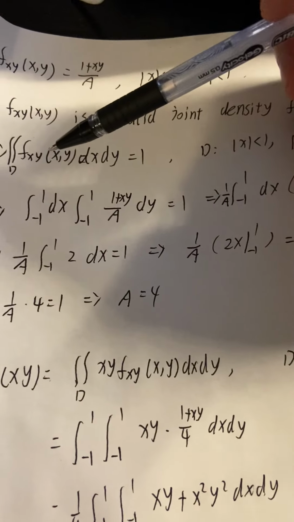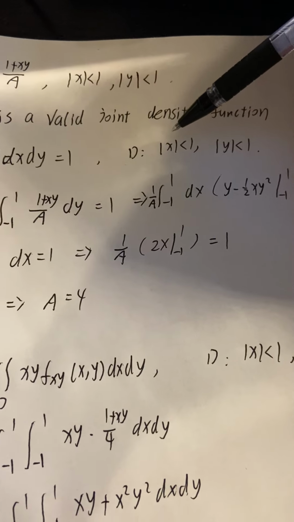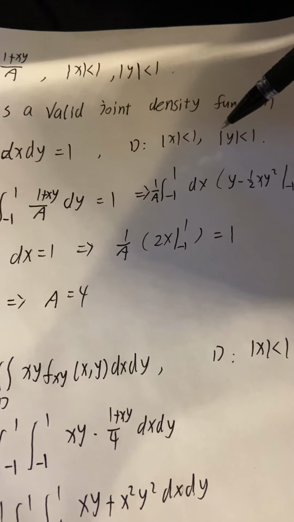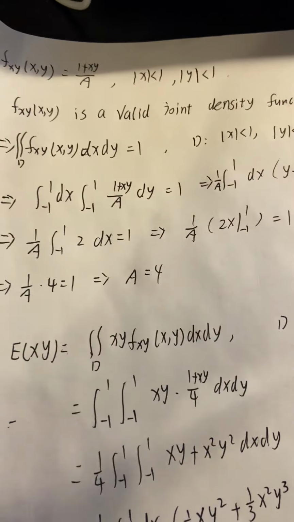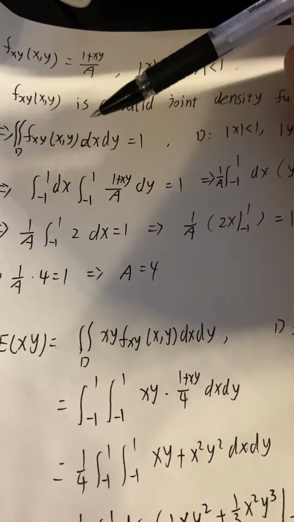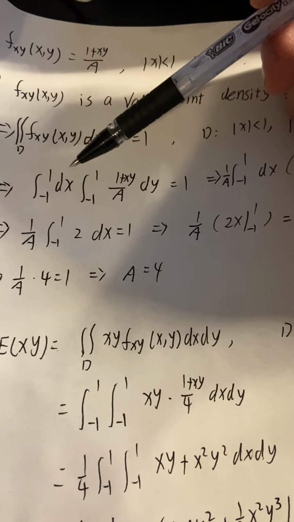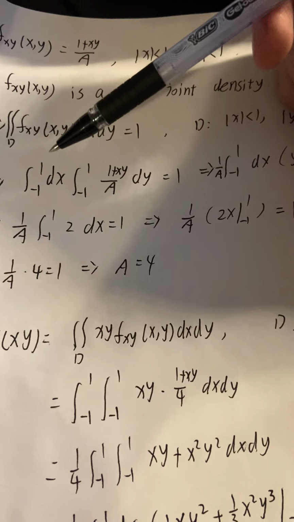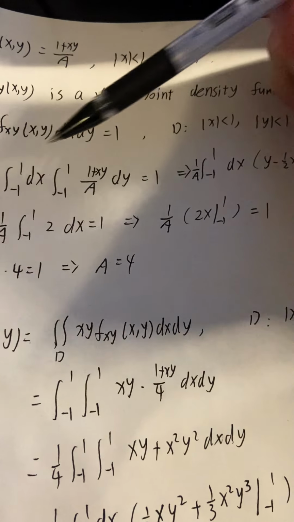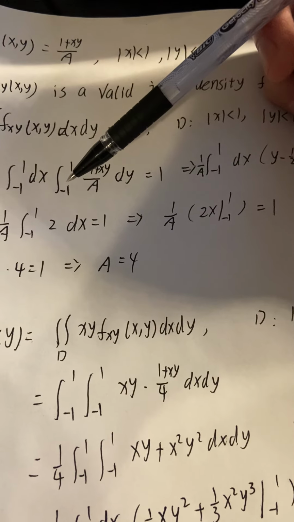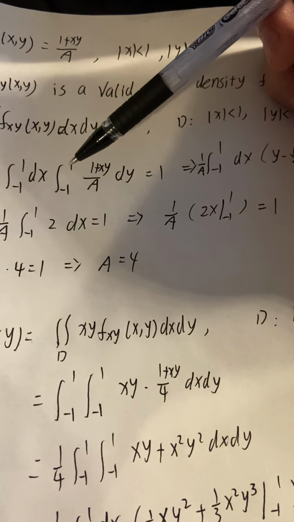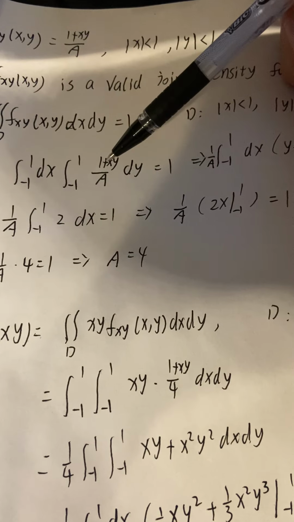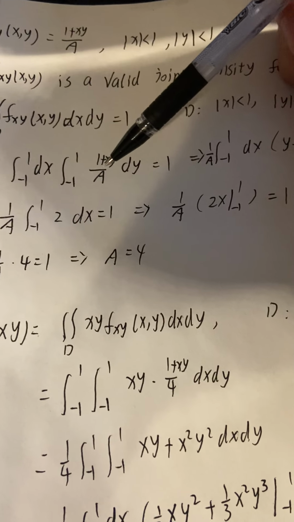And the region D is the absolute value of x is less than 1, the absolute value of y is less than 1. So for x, the lower bound will be -1 and the upper bound will be 1. For y, the lower bound will be -1 and the upper bound will be 1. So it will be (1 plus xy) divided by a.